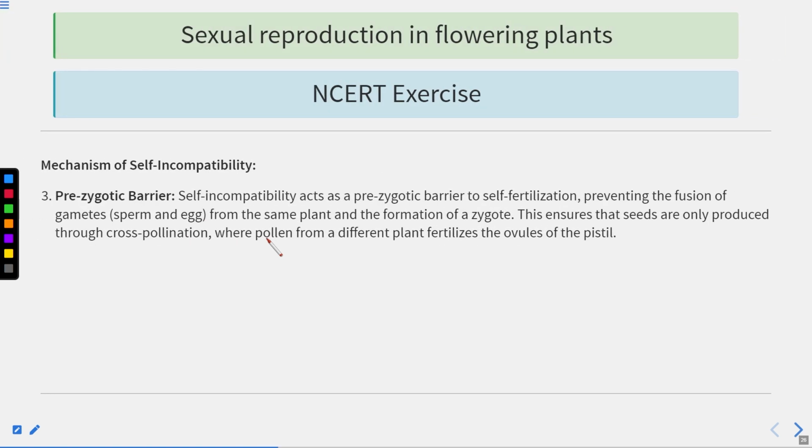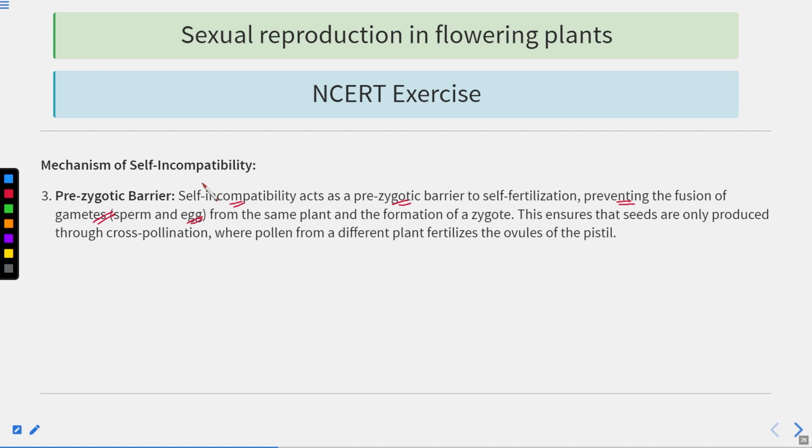Now, another one is the pre-zygotic barrier. Pre-zygotic barrier means before the formation of the zygote. The zygote, you know, is formed by the fusion of the egg cell and the male gamete. Clear? So, pre-zygotic barrier, what is that? Self-incompatibility acts at the pre-zygotic barrier also, and it prevents the fusion of the male gamete with the egg cell.